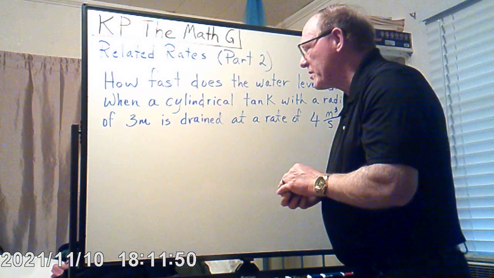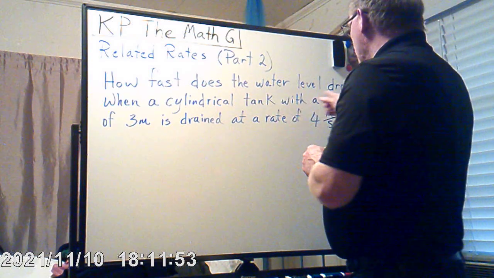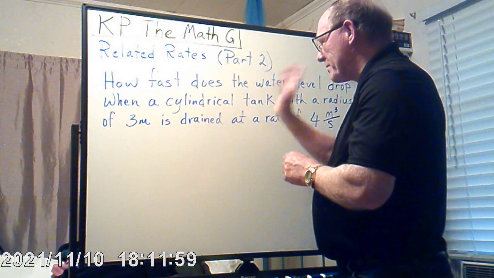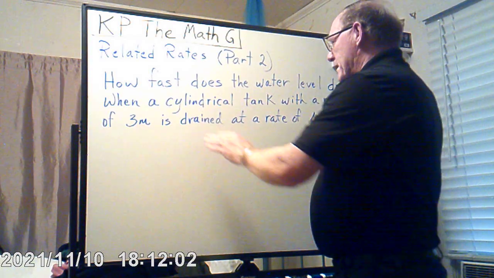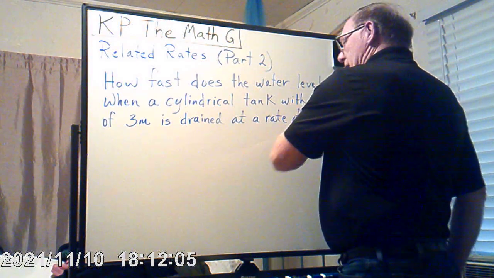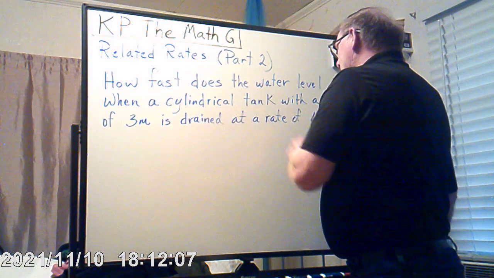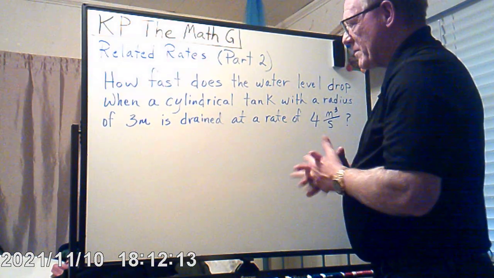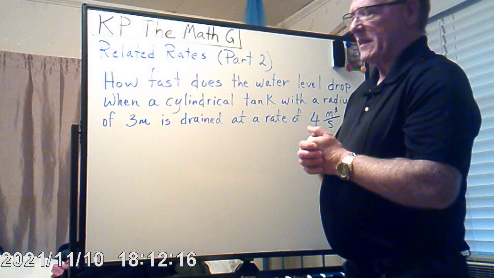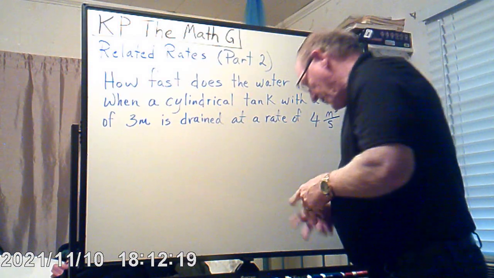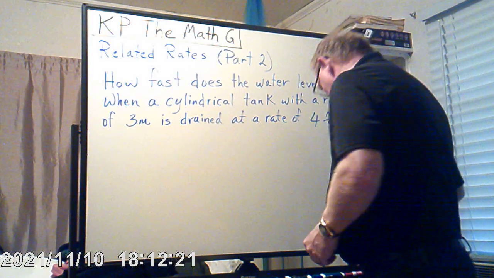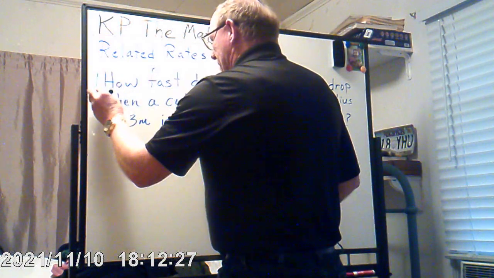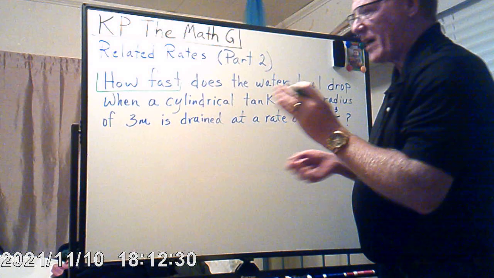The first question is, how fast does the water level drop when a cylindrical tank with a radius of 3 meters is drained at a rate of 4 cubic meters per second? Well, when we're doing these related rate problems, one of the first things that I look for is how fast. How fast is something? Okay, that is a rate of change.